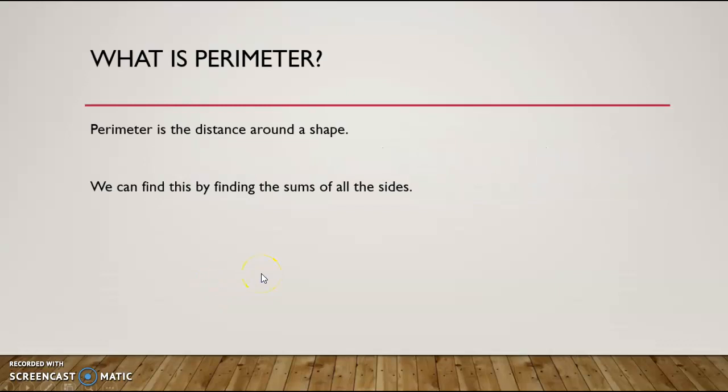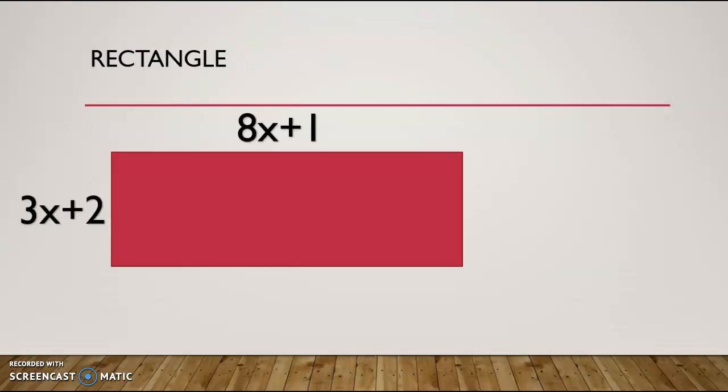So what is perimeter? Well, perimeter in mathematics is the distance around a shape, and we can find this by finding the sums of all the sides. So we're going to make these a little harder since we are sophomores and juniors. And we want to find the perimeter of this rectangle, which is one side is 3x plus 2 and the other side is 8x plus 1.